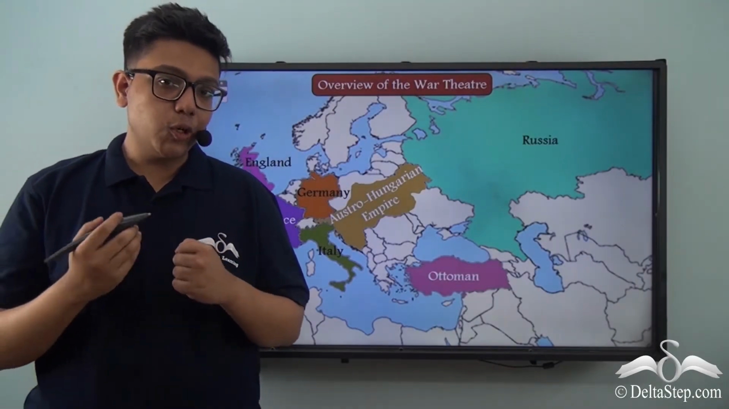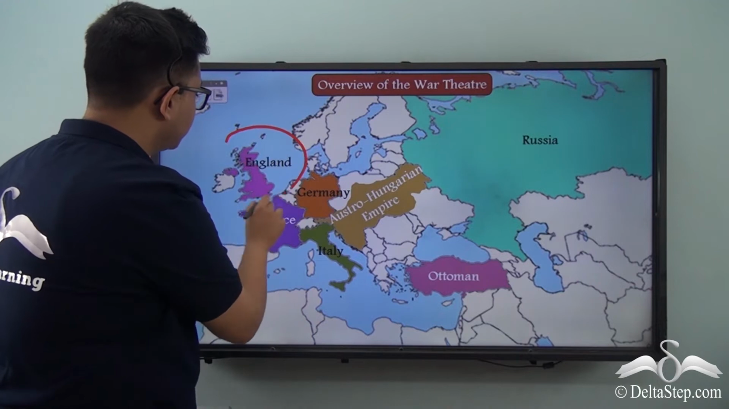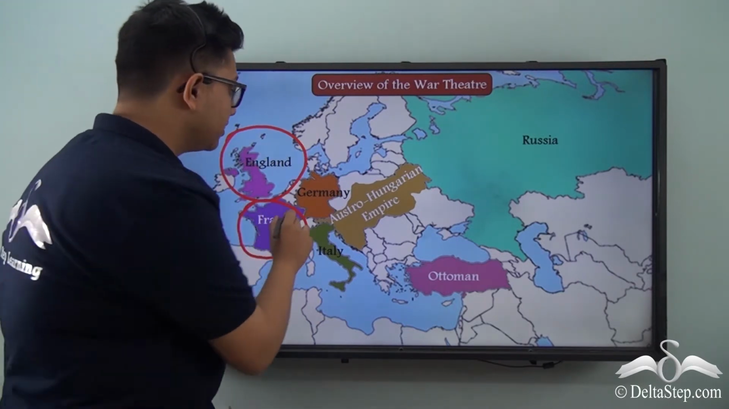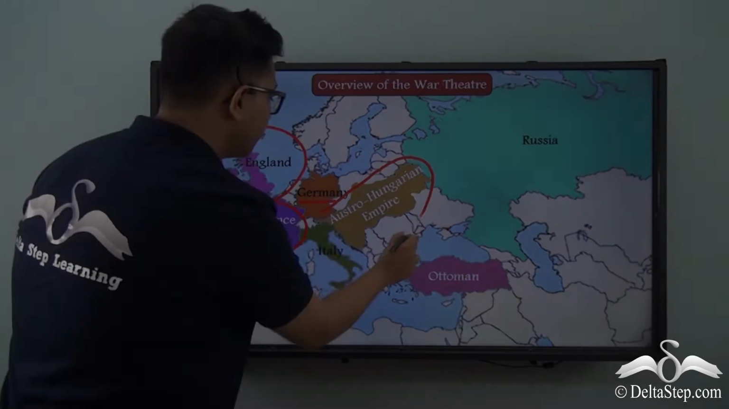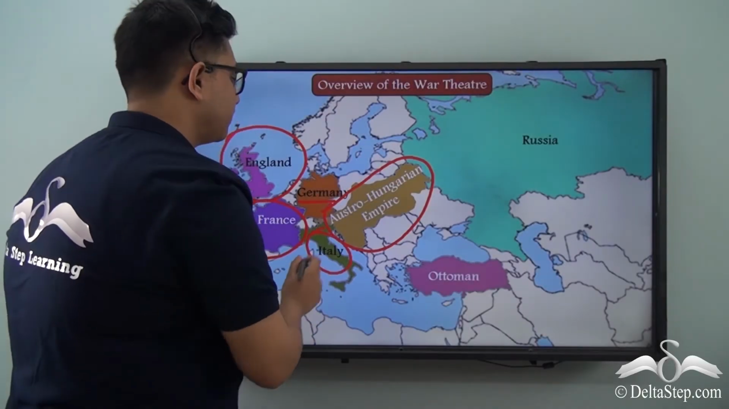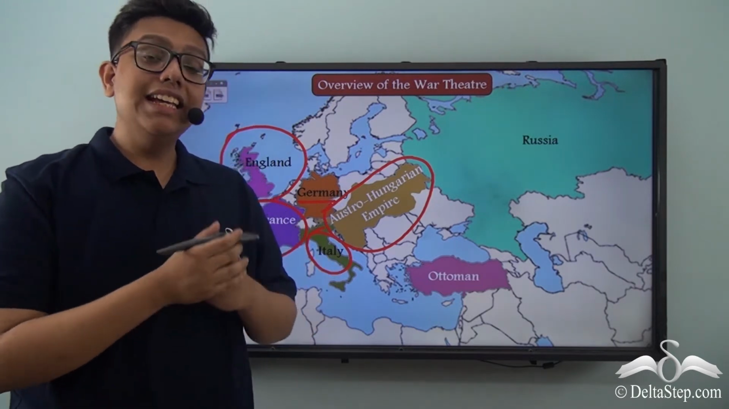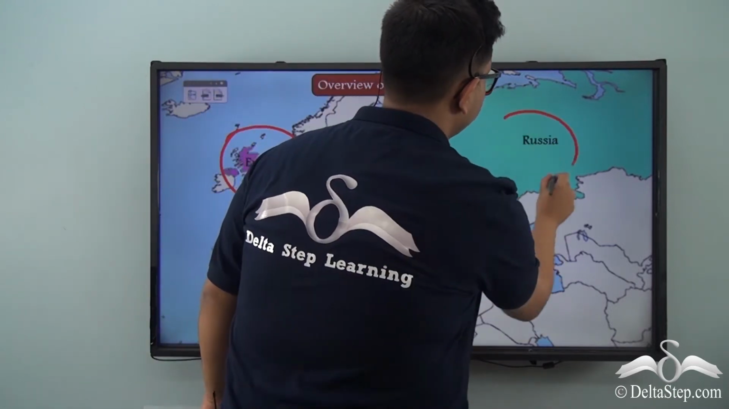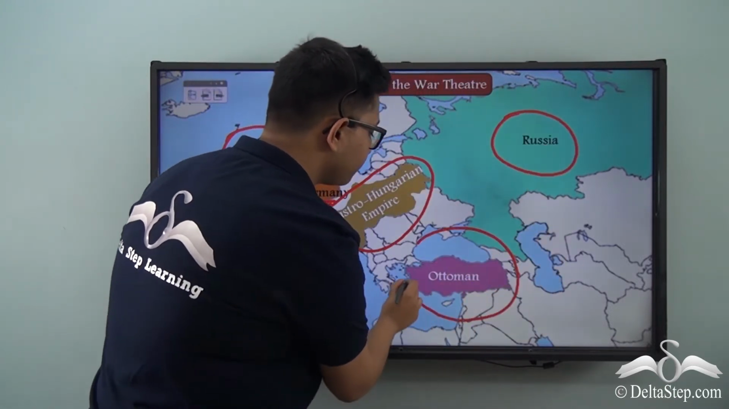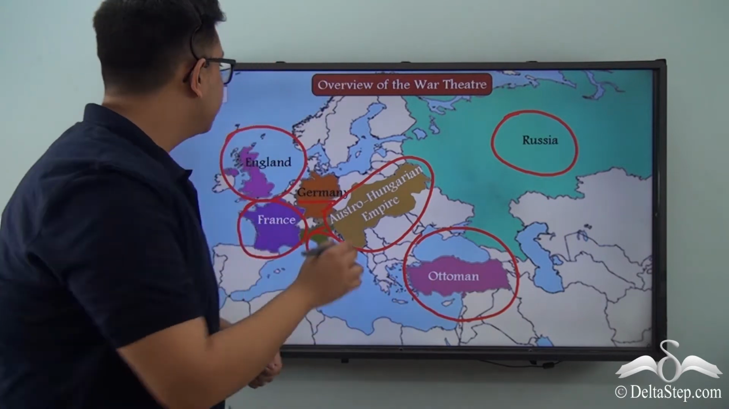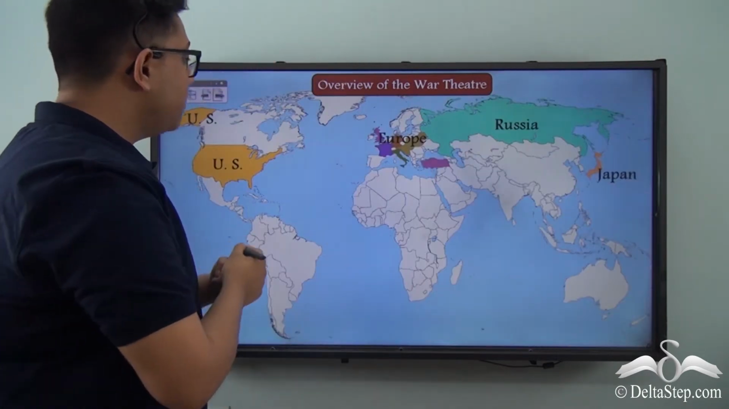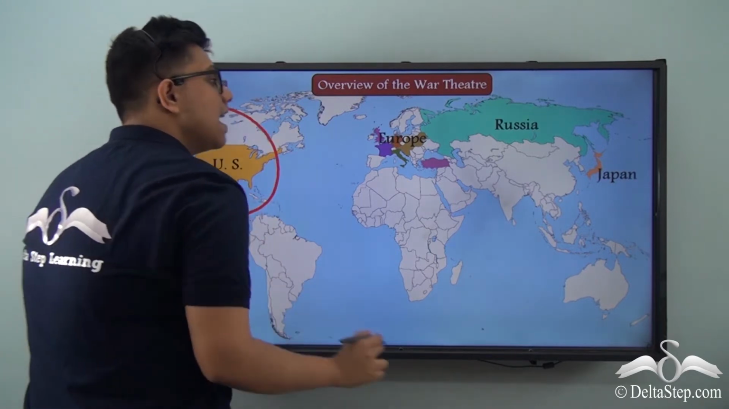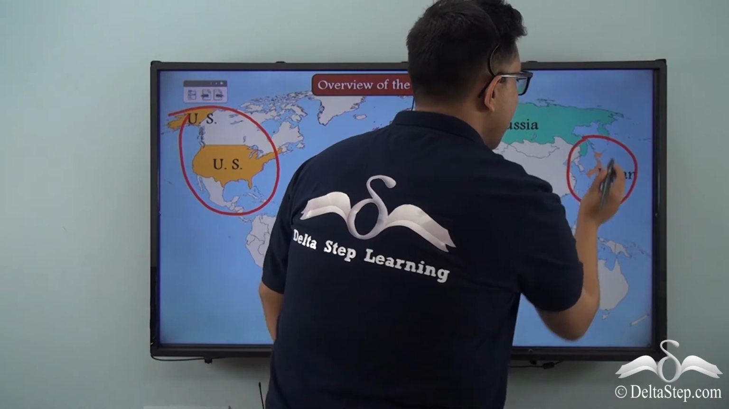So we have Western European powers like England and France. Then we have Central European powers, namely Germany, the Austro-Hungarian Empire, and Italy. And finally, we have East European and Asian empires, such as the Russian Empire and the Ottoman Empire. Now, moving on, we see the entry of powers like the United States of America and Japan as the war is progressing.